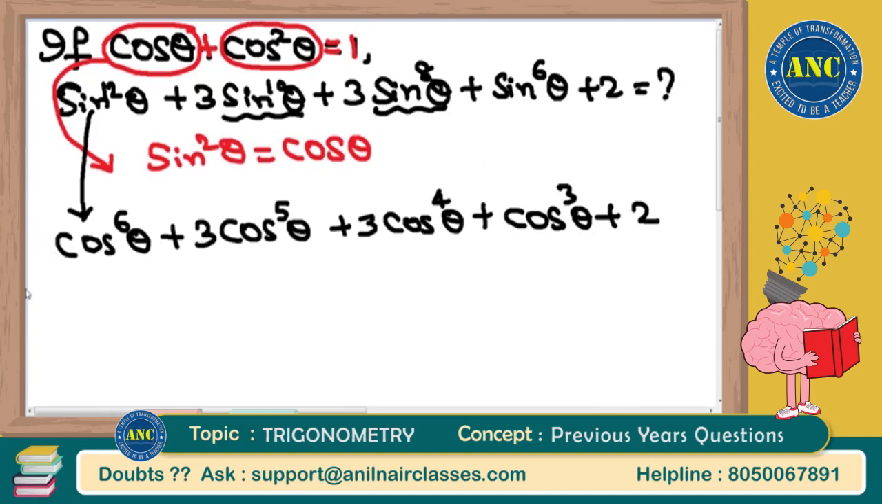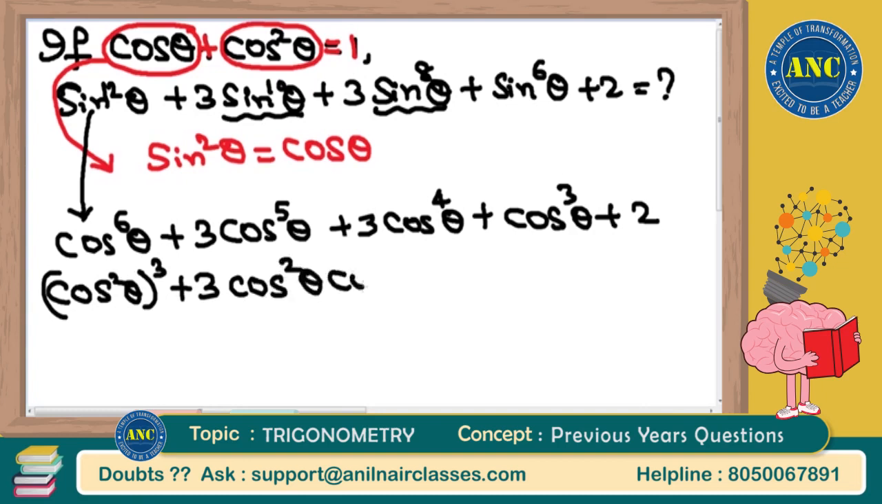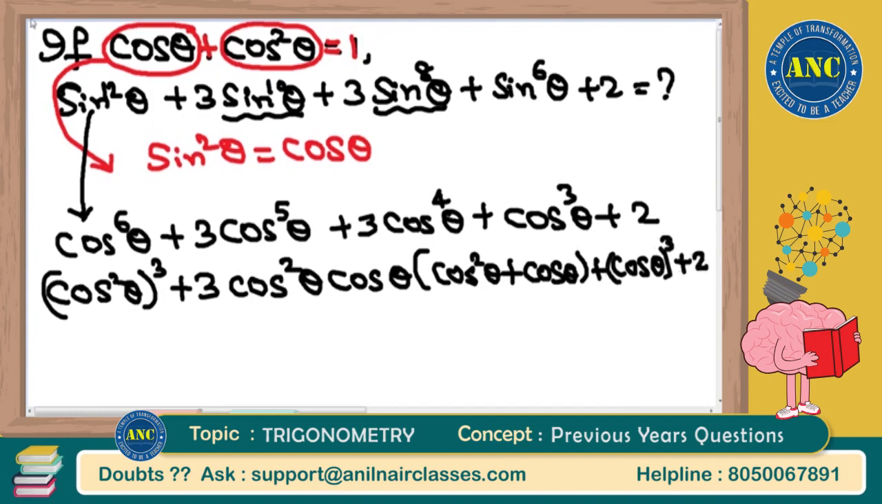If I simplify further, this becomes cos square theta whole cube plus 3 into cos theta whole power 5, which is cos square theta into cos theta into cos square theta plus cos theta. Sir, how to identify that? We should express like this. Let us analyze after writing this. Plus cos theta whole cube plus 2, I will write it as it is. Why I wrote like this?